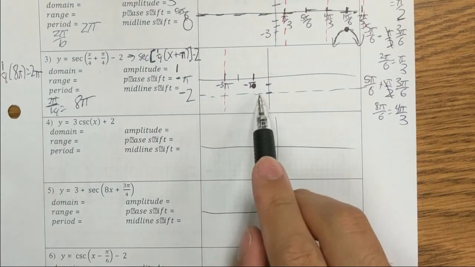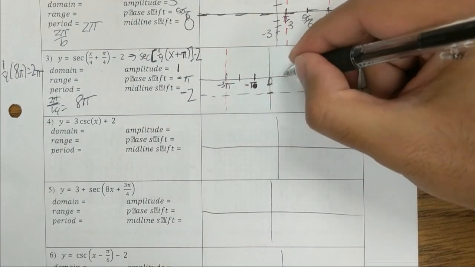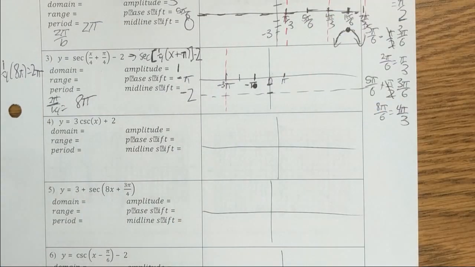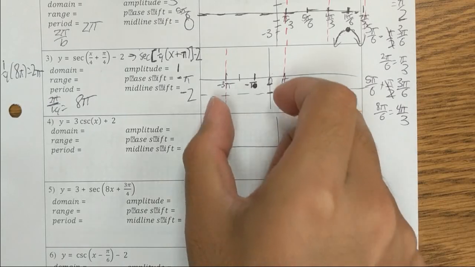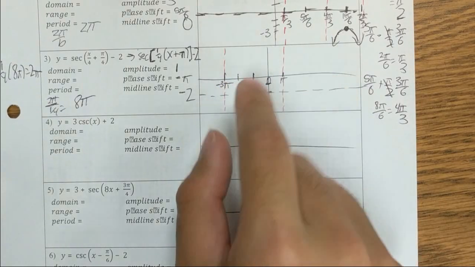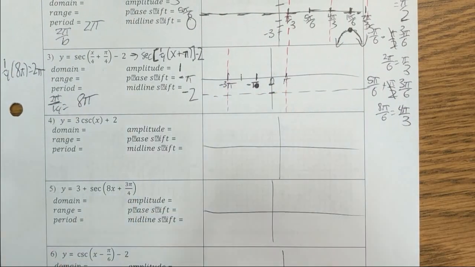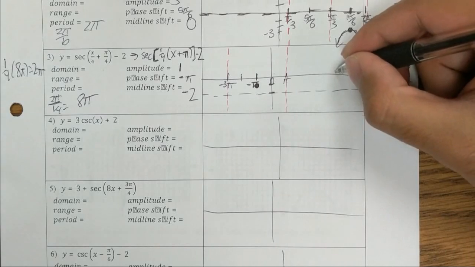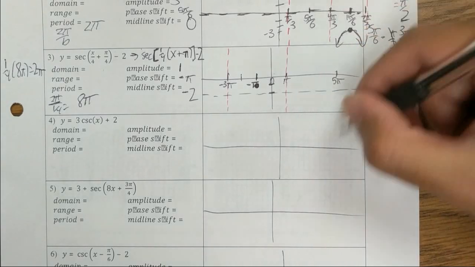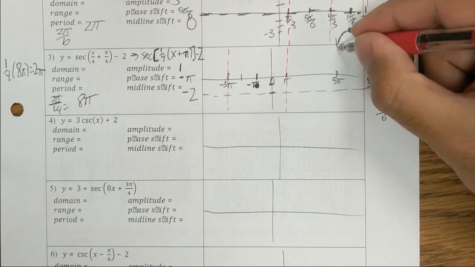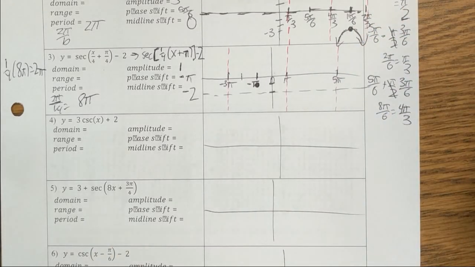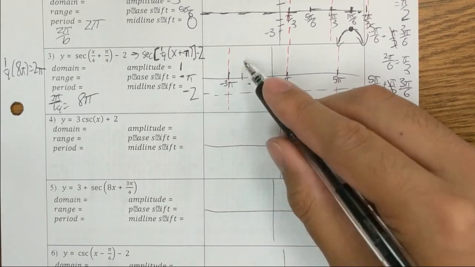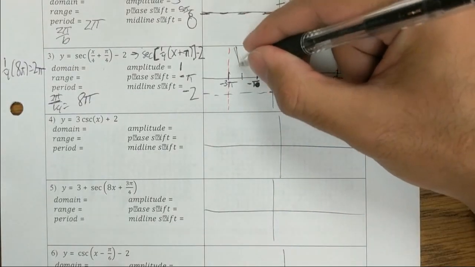And I'll just at the same time go 2 pi units to the right to hit my next vertical asymptote. The distance between these two vertical asymptotes is 4 pi. So I know if I go another 4 pi, I'll hit a third vertical asymptote. I know this one goes upwards, so something like this.